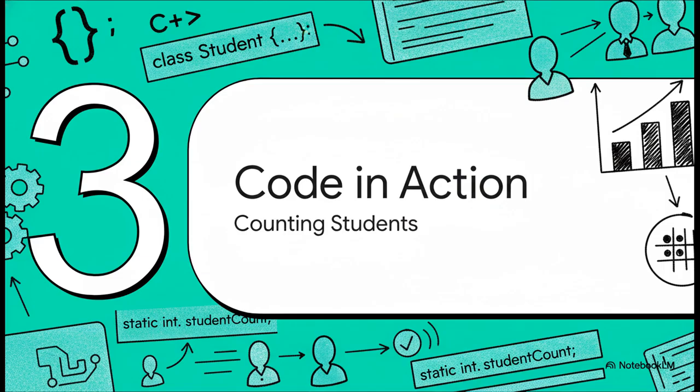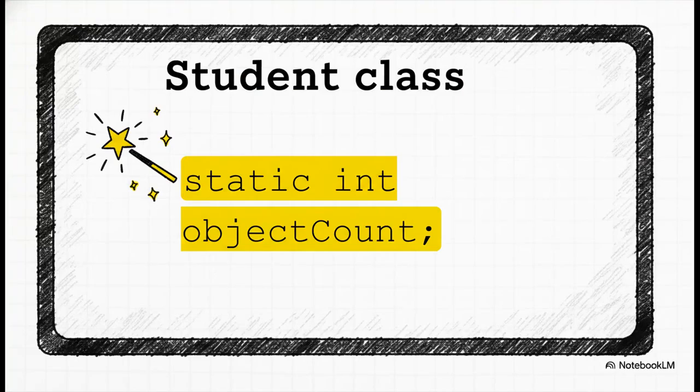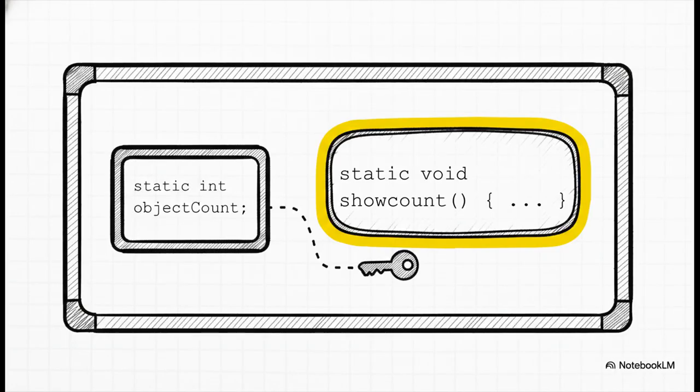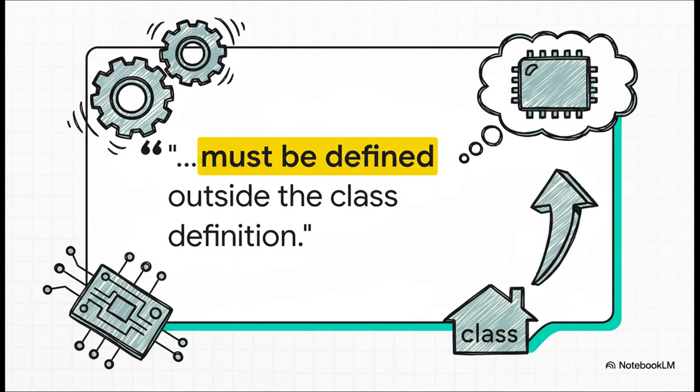This is where the magic happens. So first things first, inside our student class, we declare our counter. See that static keyword right there? That's the signal to the compiler that this object count is the special shared one we've been talking about. And of course, to go with our static data, we need our static function. We'll call it showCount. And because it's also static, it gets the special permission it needs to access our static object count.